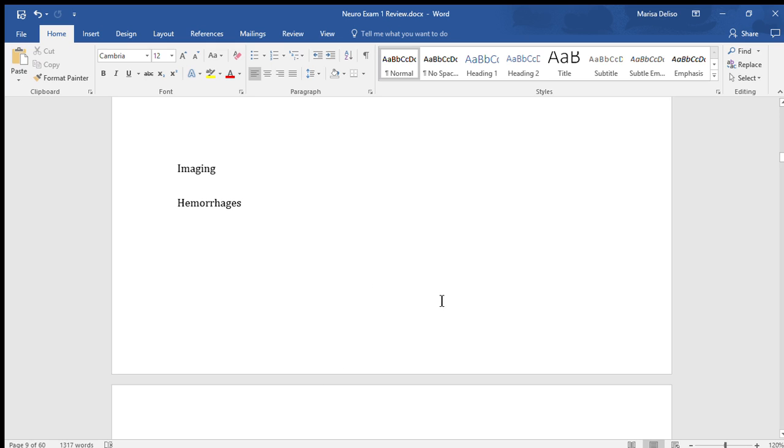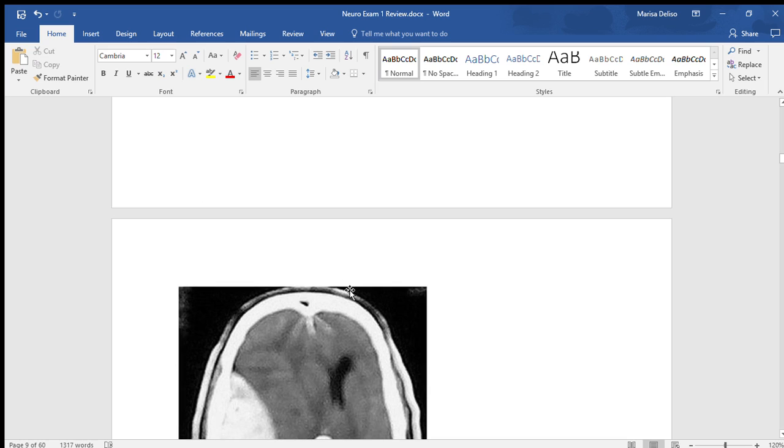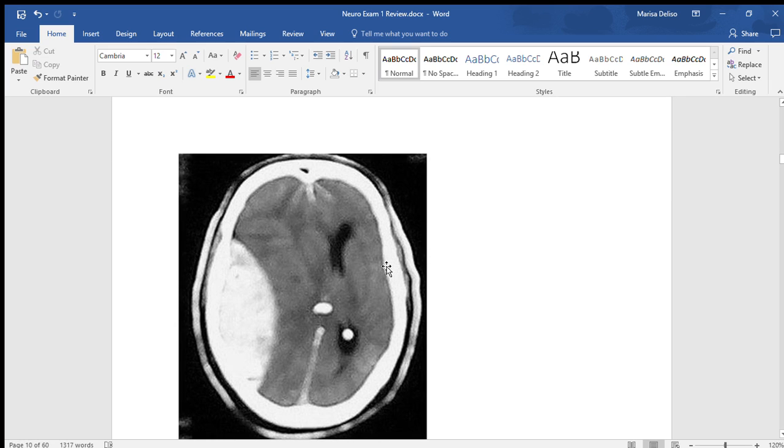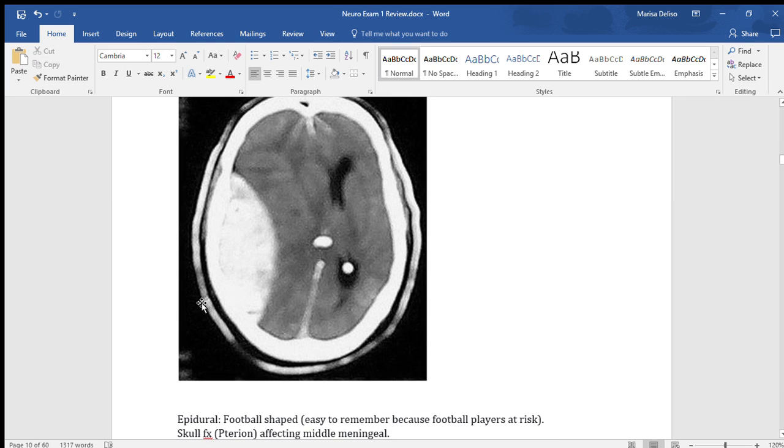Okay, so hemorrhages, imaging. I'm going to fly through these because I'm sure you've heard it a ton of times. I wanted you to be able to see what they are because I can promise you're going to get one of these images. Of course, if I believe my patient is bleeding, I'm ordering a CT. CTs are fast and I can see bleeds there. So this is a CT.